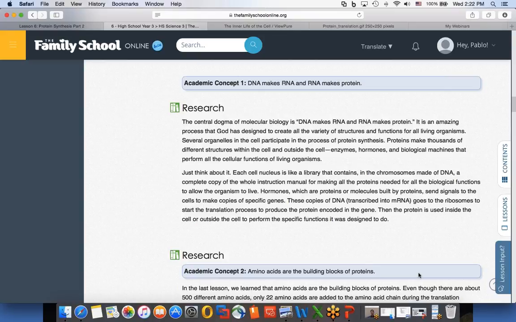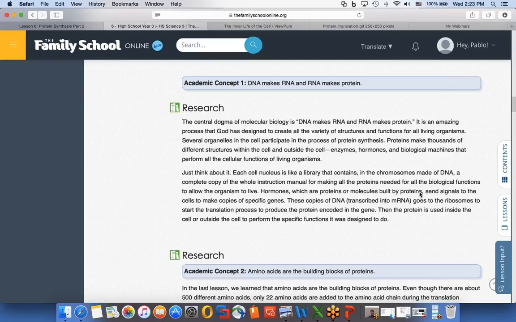The chromosomes made of DNA are a complete copy of a whole instruction manual for making all the proteins needed, all the biological functions, to allow the organism. So, instead of reading it, I actually want you to tell me what you think about this.